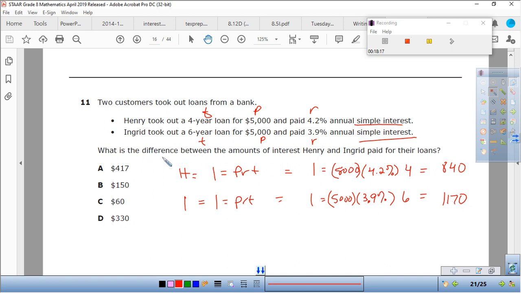Question is asking, what is the difference between the amounts of interest? So what's the difference? That goes back to, you know what, maybe first, second grade. That means to subtract. So we're going to find the difference between these two. I'm just going to make this a negative here and put a plus sign here. Put them together, and it gives me 330, that's the difference. Basically, I'm subtracting them, guys, okay? And D is my answer.